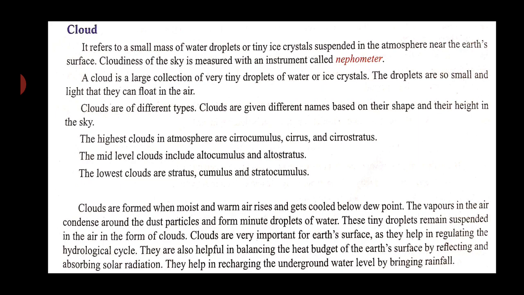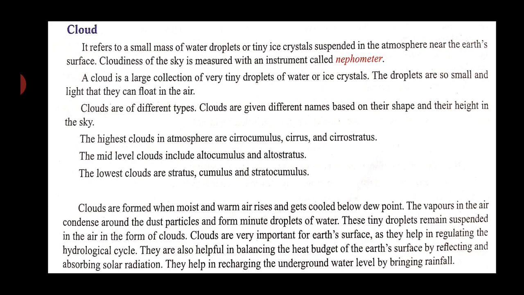Clouds are of different types. Clouds are given different names based on their shapes and on their height in the sky. The highest clouds in the atmosphere are cirrocumulus, cirrus, and cirrostratus. The mid-level clouds include altocumulus and altostratus. The lowest clouds are stratus, cumulus, and stratocumulus. Clouds are formed when moist and warm air rises and gets cooled below the dew point.